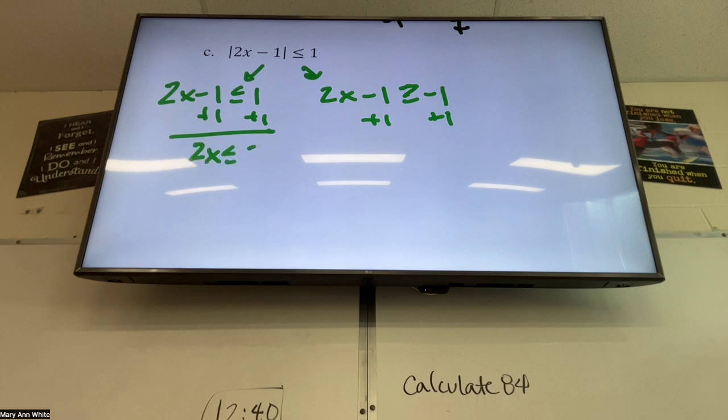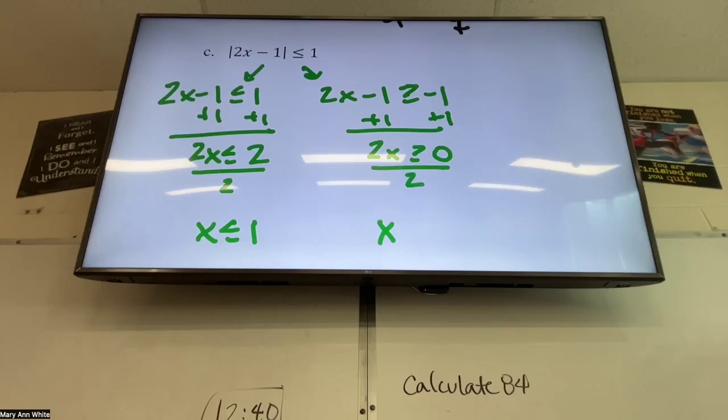2x is less than or equal to 2. Divide by 2. I get x is less than or equal to 1. X is also greater than or equal to 0. Are those 2 inequalities going towards each other or away? I don't think away this time. Towards each other, right? Bigger than 0, but less than 1. They got to meet in the middle.